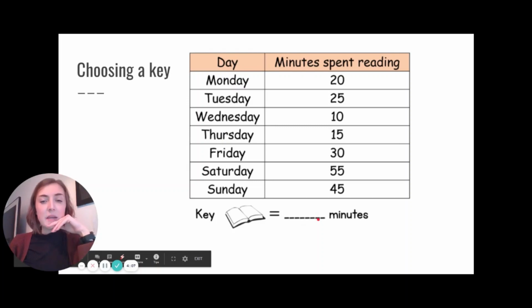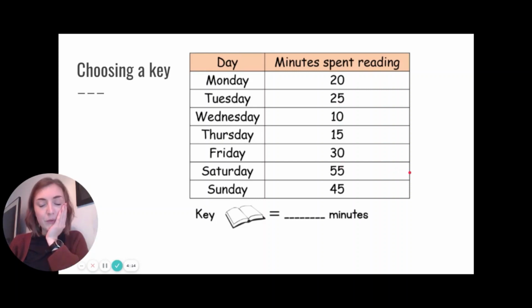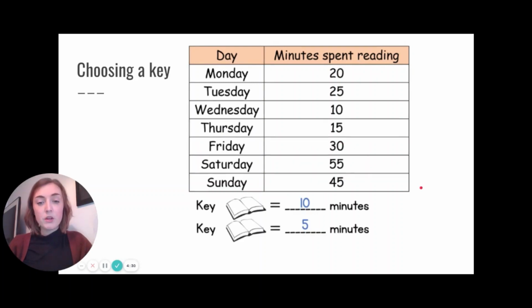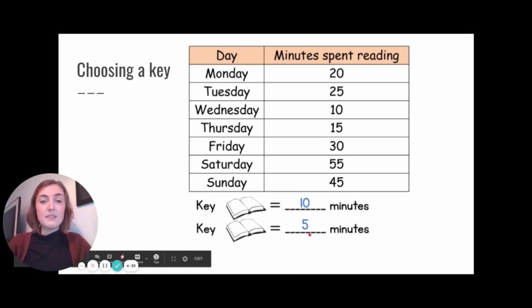Can you think of a key we could use? It needs to be a number that all of these numbers have inside them. What do you notice about these numbers? I spot that I've got some 10s, some lots of 10s, also got some 5s. All of these numbers are in the 5 times table, and some of them are in the 10 times table. So my key could either be 1 book means 10 minutes or 1 book means 5 minutes. That way I don't have to draw 55 books because that would take me a long time.